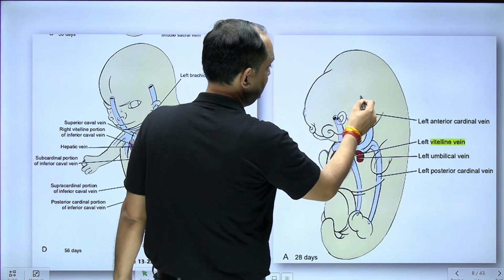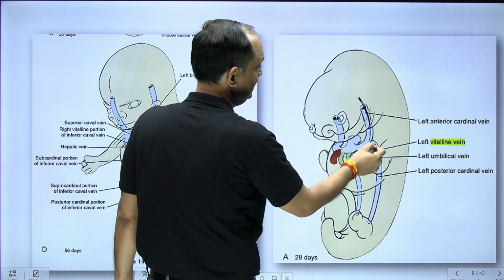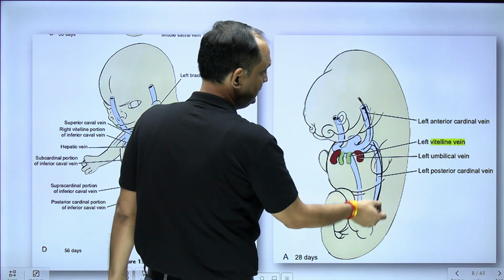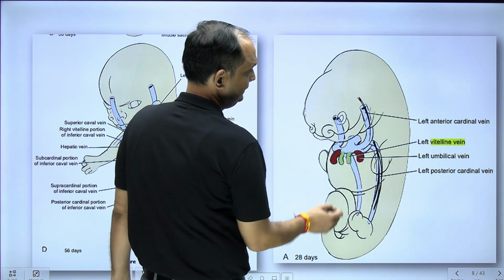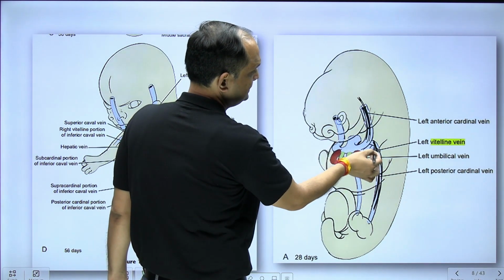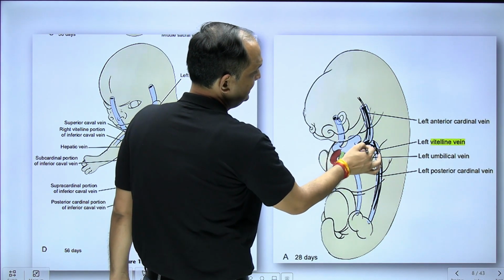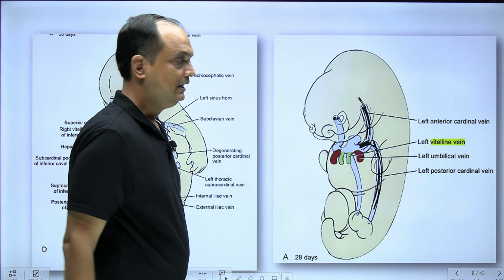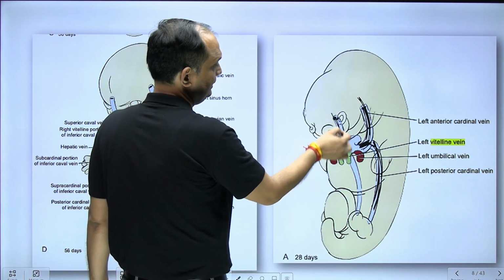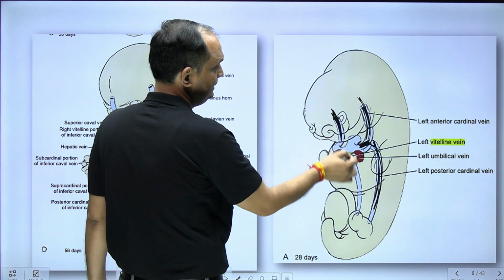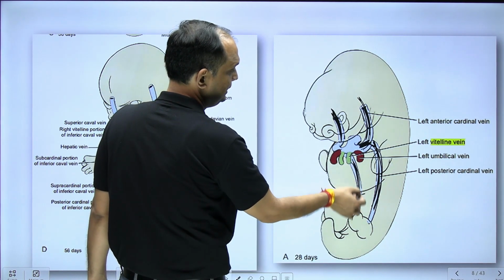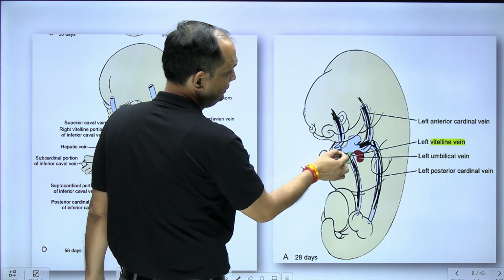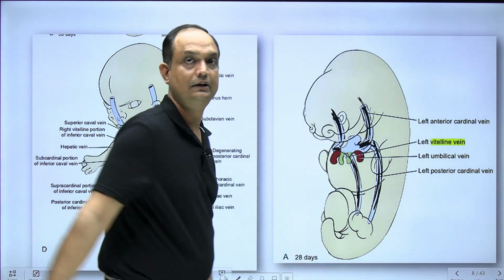Initially there is an anterior cardinal vein on the left side, and this is a posterior cardinal vein on the left side. Now both the left veins fuse together to form the left common cardinal vein. In the same way, this is your right side anterior cardinal vein, this is your right side posterior cardinal vein, and they join together to form the right common cardinal vein.